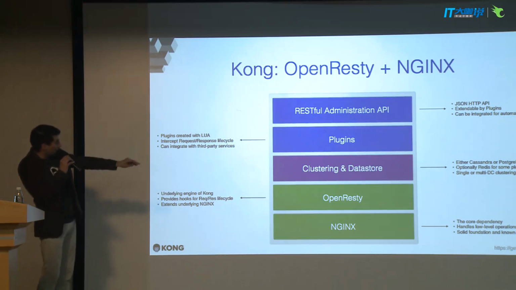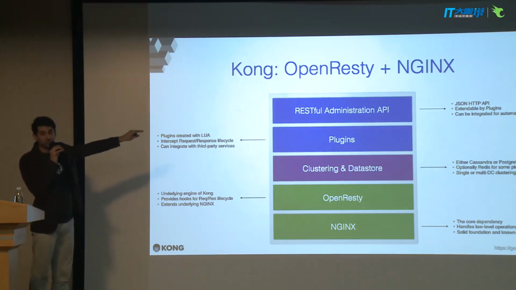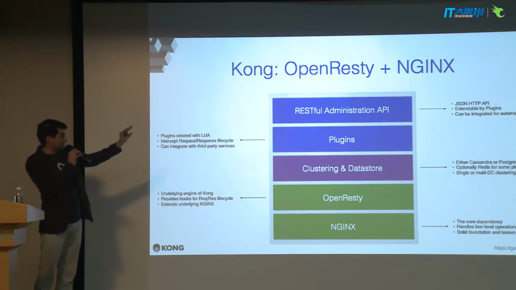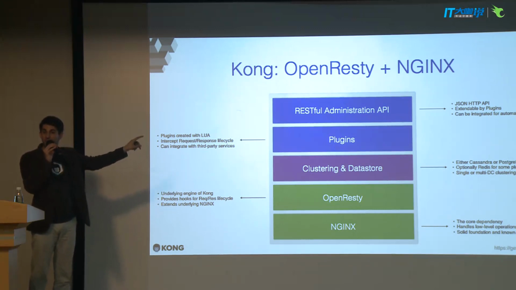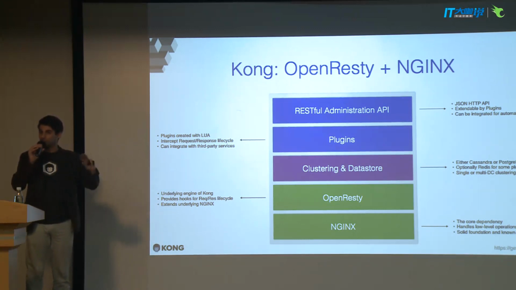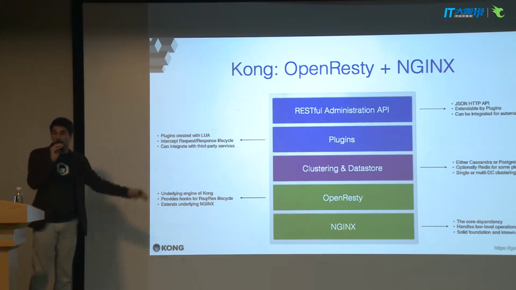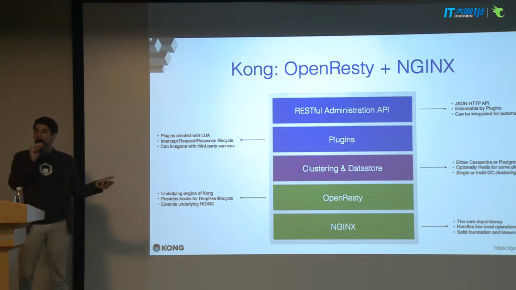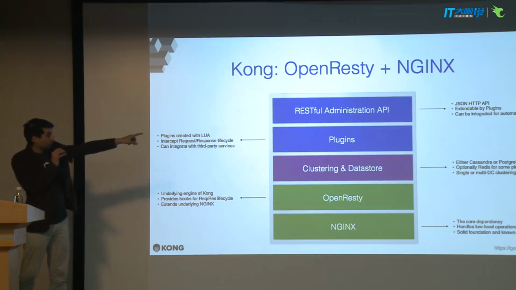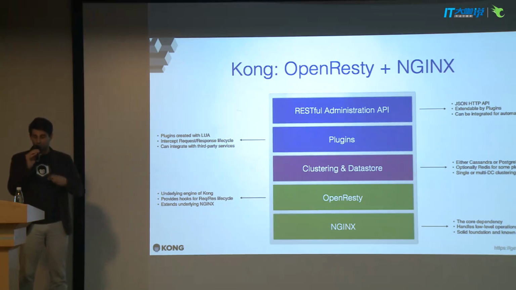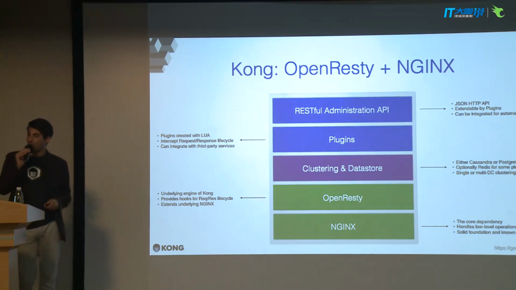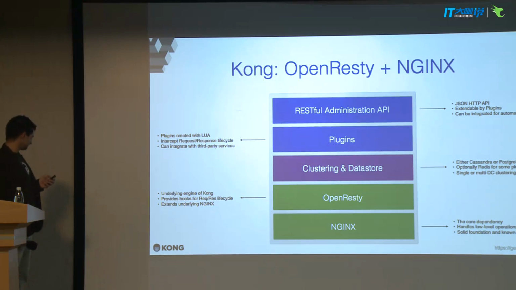And then on top of all of this, we have the RESTful administration API. This allows you to control plugins, the cluster, and OpenResty using a RESTful API, so you don't have to change configuration files. It can be extended by plugins, which can provide additional features that extend what the RESTful API does. It can also be integrated for automation. If you have DevOps workflows or processes, you can consume the API to automate Kong and OpenResty.